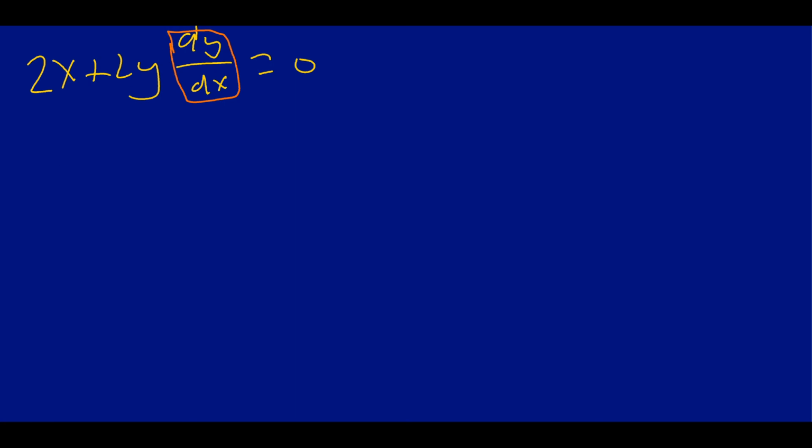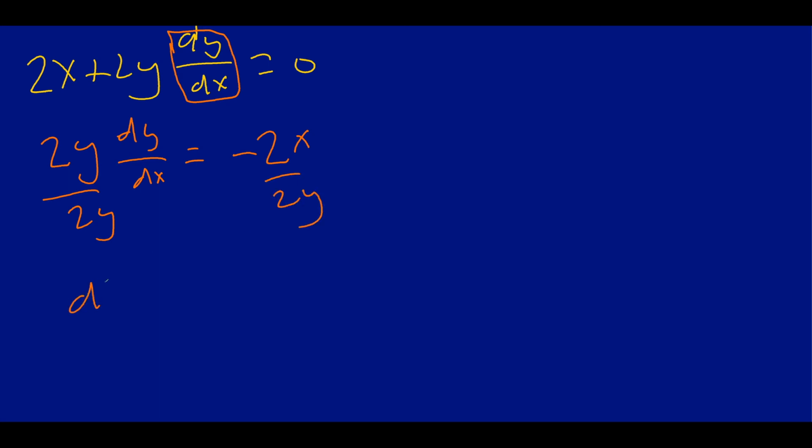And so the first thing we're going to do is move the 2x to the other side. So 2y dy in respect to dx is going to equal negative 2x, like so. And then, of course, now I think we know we divide both sides by 2y, and you end up with the derivative of y with respect to x equals negative x over y. And this is our answer.